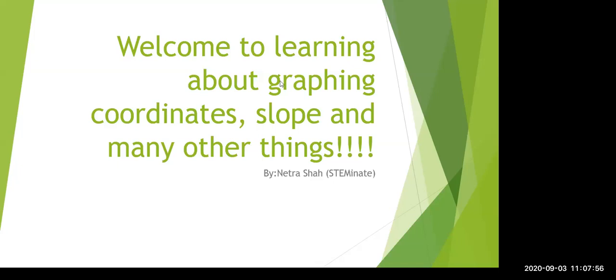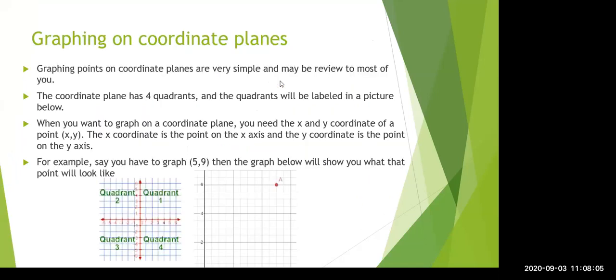So this is, as I said before, graphing coordinates or points on a coordinate plane, slope, and many other things such as the slope-intercept form. So the first thing is graphing on coordinate planes. As the first statement says, you may already know how to do that, and it's very simple. A coordinate plane has 4 quadrants, and it's basically like a C. That's how I learned it in school. If you start in quadrant one, then go to quadrant two, quadrant three, and quadrant four, it's basically like a C.